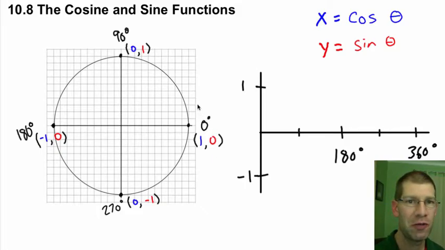And just want to review a little bit. If you don't know the unit circle, go check out my 10.4 notes. That talks about it in much better detail. The unit circle, we started with 0 degrees over here, worked our way around counterclockwise, so 90 is up at the top, 180, 270, and so on.